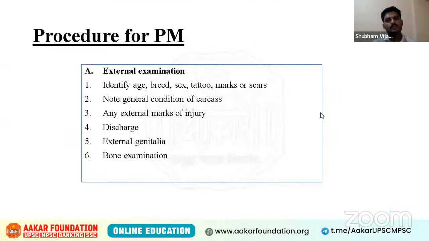Okay, we'll go a little fast, it's 9:15. Procedure, first of all, what do we have to do for the postmortem? Identify the age, breed, sex, any tattoo or marks on the body. Then note the general condition, if it is in good condition or emaciated. Any external marks of injury also have to be noted. If any discharge is coming from the natural orifices, that also has to be noted. Examination of external genitalia as well as examination of bones after the postmortem has to be done.